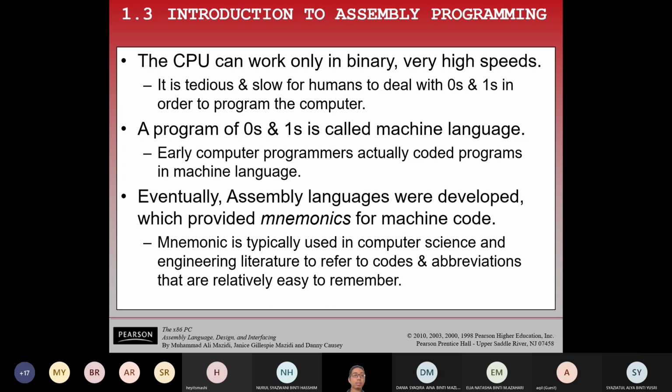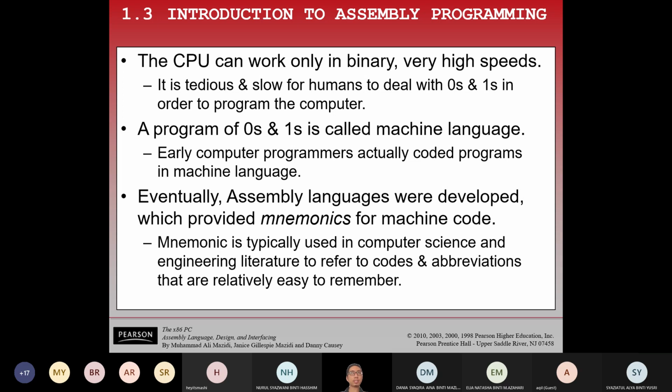This 0 and 1 is called machine language. Early computers were coded only in 0 and 1, which is why you see very huge computers, like the size of a factory. Whenever information is stored in 0 and 1, it takes a longer time to complete a task.